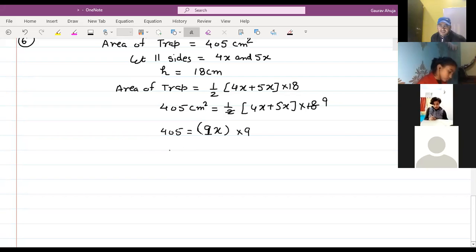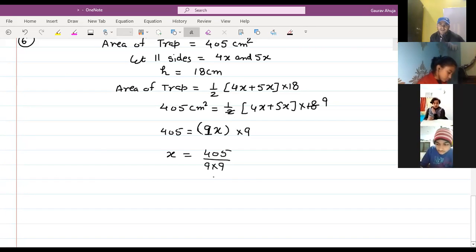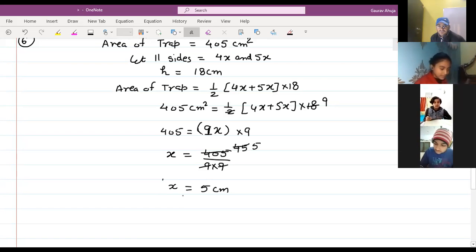So now we have to find x. 405 upon 9 into 9. Now Priyanshi will ask, sir, how will we cut it? So we will cut it by hand. 9 4 ja 36, 9 5 ja 45, 9 5 ja 45, we got x is equal to 5 centimeter. This is the value of x, bachcho.